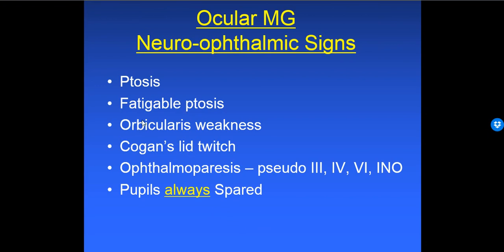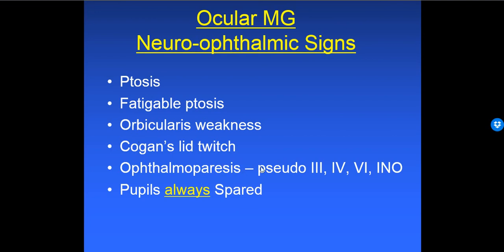Orbicularis weakness, where the patient tries to close their eyes as tight as they can, and we're actually able to pry open their eyelids without much effort because of the effects of the myasthenia gravis. There's some other signs like a Cogan's lid twitch. This is an unusual sign, and I think it's beyond the scope of this lecture here.